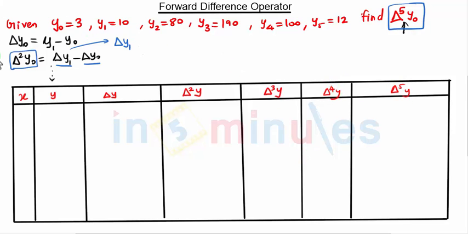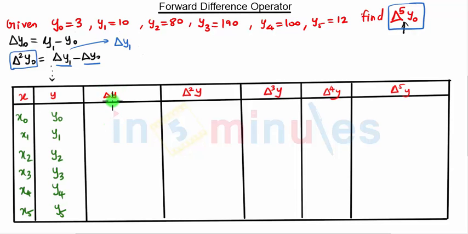Okay, so now we are going to write here the initial variables. Here we have y0, y1, y2, y3, y4, y5. So here we will have x0, x1, x2, x3, x4 and x5. Similarly, here we will have corresponding y0, y1, y2, y3, y4 and y5. Now we need to calculate the first difference delta y.